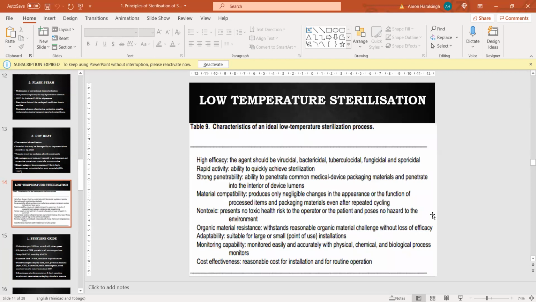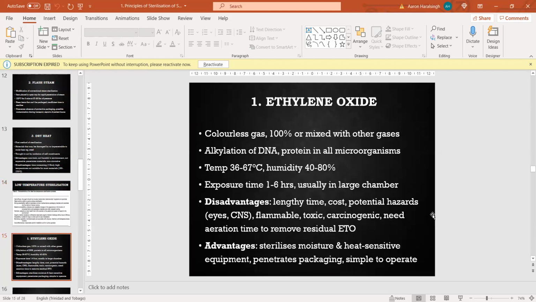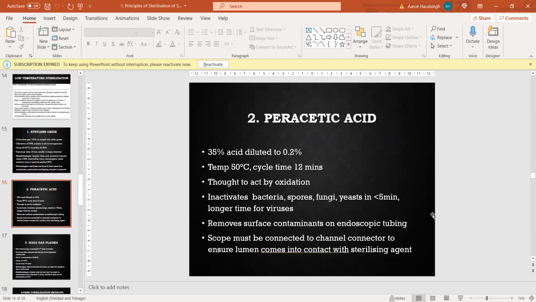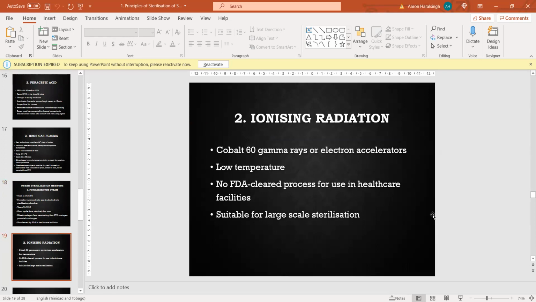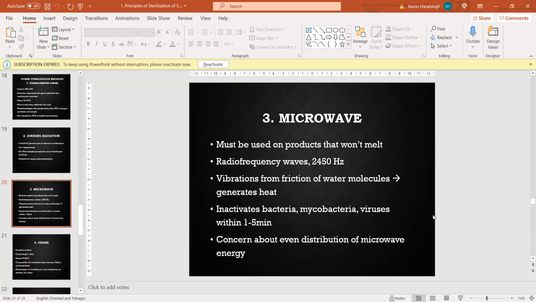And then we have low temperature sterilization, and of these, I want to start with the physical methods. One of the physical methods here is ionizing radiation. What this is, is that it uses mostly gamma rays, and these gamma rays are generated by cobalt-60. Now, ionizing radiation is used in large-scale sterilization. It is not approved for use in healthcare facilities. It's used for mass sterilization of things like syringes, needles, catheters, and so forth.